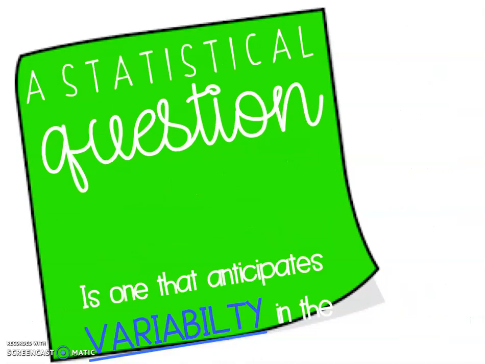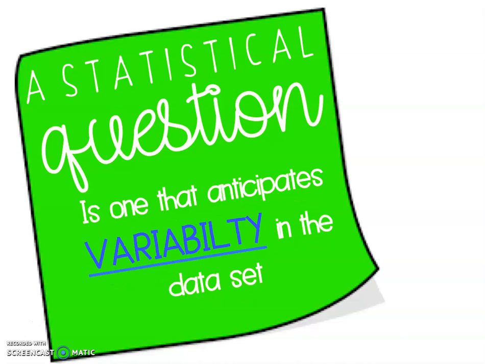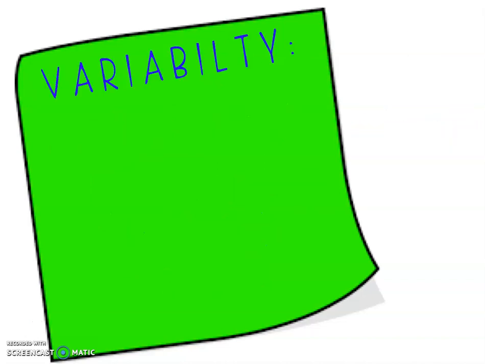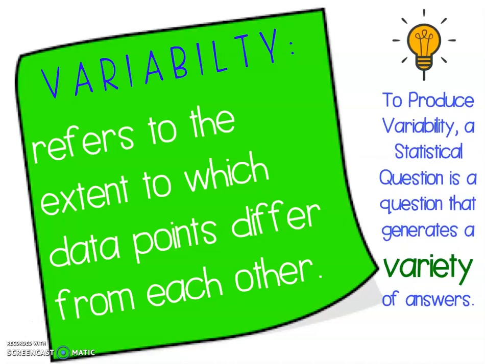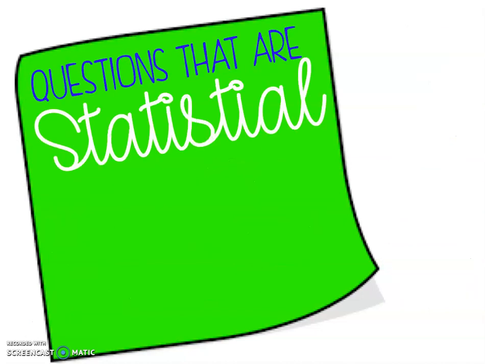statistical question. So a statistical question is one that anticipates variability in the data set. So, what's variability? Okay. Variability refers to the extent to which data points differ from one another. So, in other words, if it produces variability, it produces a variety of answers. A variety just means you get a whole lot of different answers. So here are some examples of questions that are statistical.